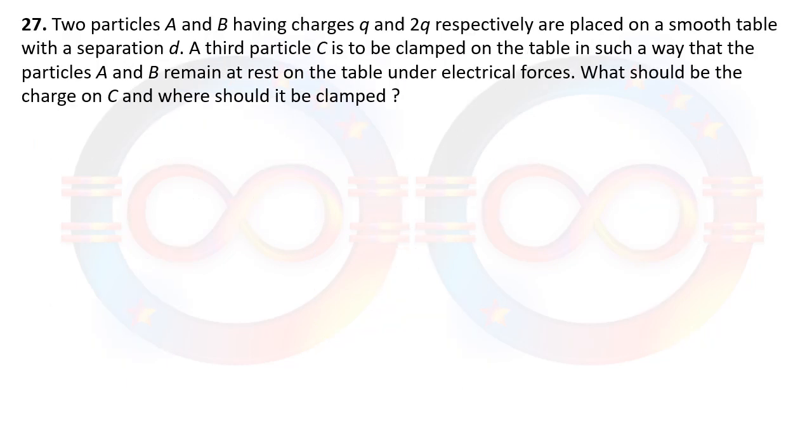Question number 27 is talking about two charges Q and 2Q present at a certain separation on a smooth table. Separation is given as d. A third charged particle C is to be clamped somewhere, but we don't know where it should be clamped. So the question is being asked, where should the third charge, which is present at C, be clamped in such a way that A and B remain at rest, or we can say the force experienced on A and B must be equal to 0.